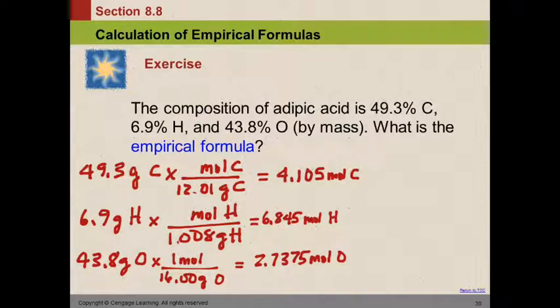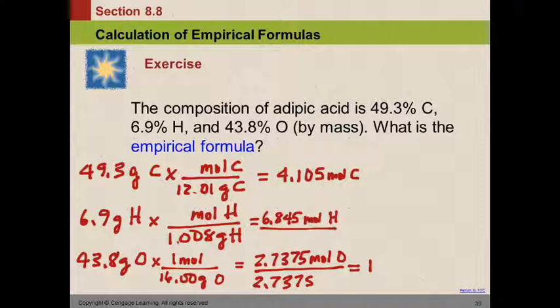So we found the grams, we convert to moles. Now we identify which of those numbers is the smallest. It's the 2.7, and we divide all of them by that. So we're going to divide this by 2.7375, and that one will end up being 1. So one of them always ends up being 1.